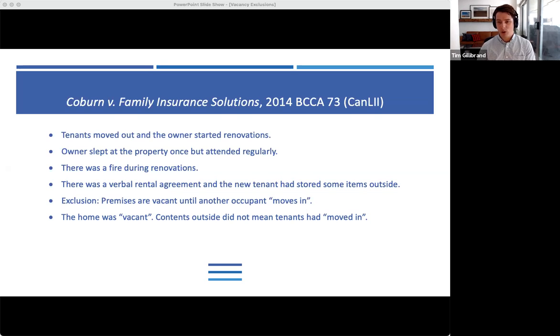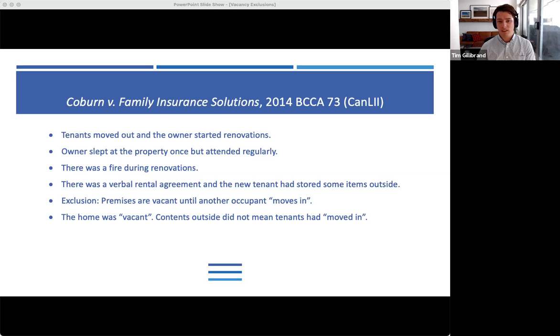The home was eventually destroyed by fire before the renovations could get completed. But before that, the insured had actually entered into a verbal rental agreement with some new tenants. And the tenants had left some of their belongings at the property outside under a lean-to. And so the vacancy exclusion here, similar to Maddox, said the property would be vacant after an occupant moves out and before another moves in. So as opposed to using the language in Maddox, which was takes up residence, they said before another occupant moves in.